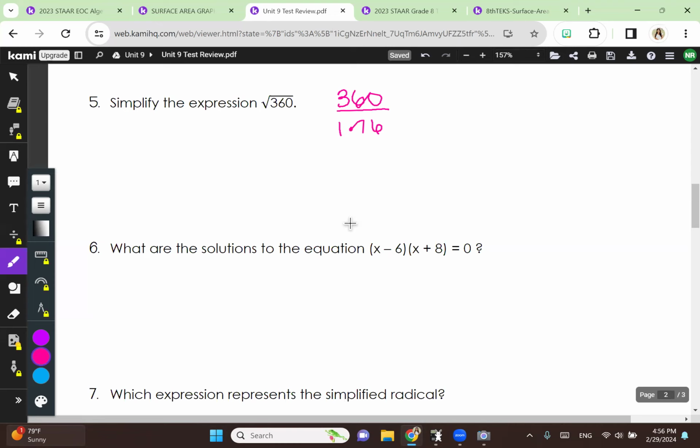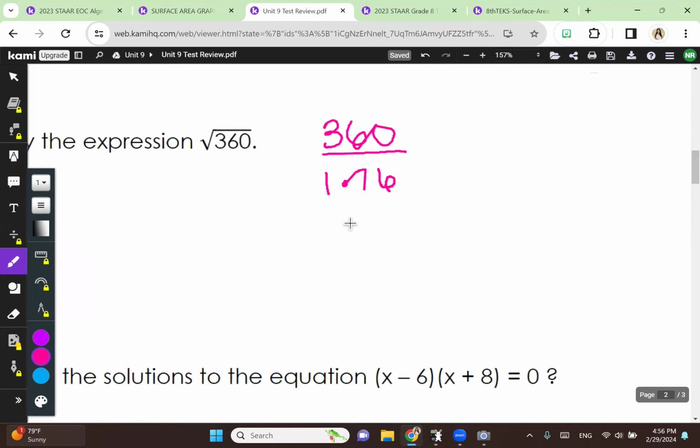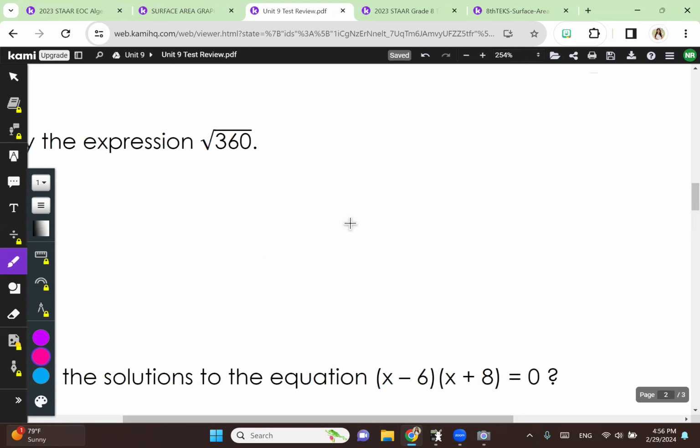Why is it doing that? Let's stop. Oh, man.